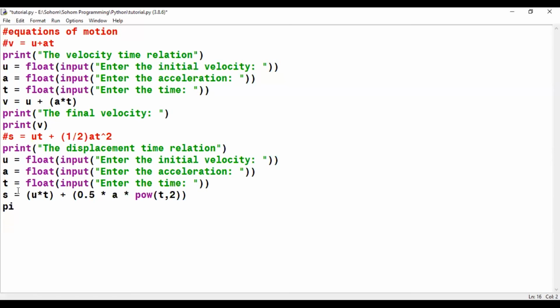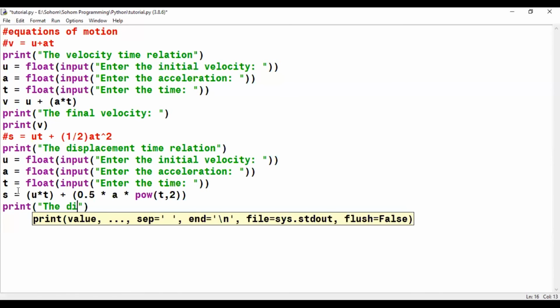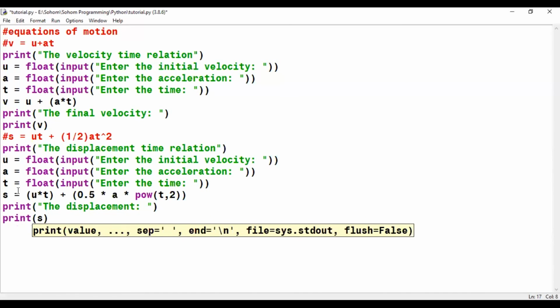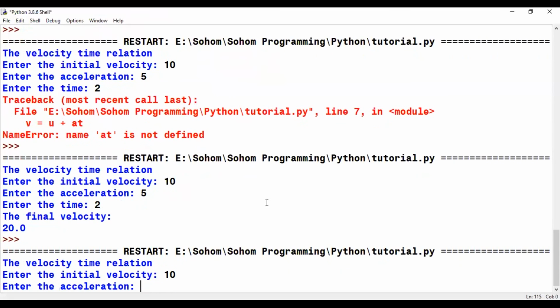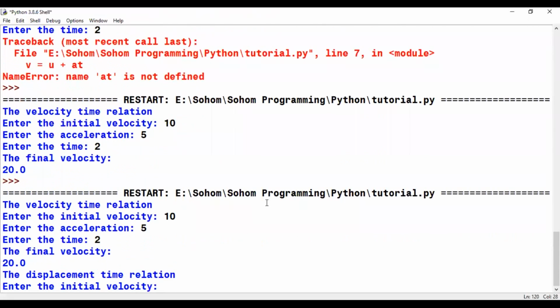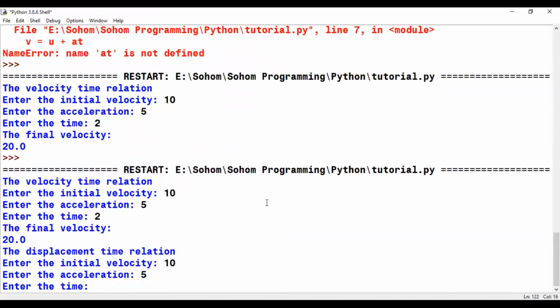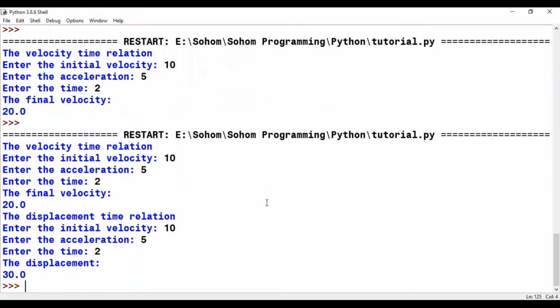And if I print the displacement, print s, and I write the same values, 10, 5, 2, displacement time relation 10, 5, 2, and we know 2 twos are 4, 5 into 4 is 20, 20 into 0.5 is 10, and the initial velocity into time is 10 into 2, 20, and it is coming as 30.